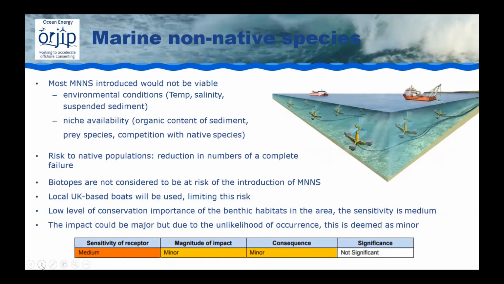So as we've already gone through, marine non-native species is something that is a risk in any project like this, where there are going to be hard structures brought in from sites outside of the local area, and also vessels that are brought in from sites outside of the area that may be carrying non-native species on the structures themselves or as part of ballast water. It's noted here that in general, most marine non-native species that would be introduced to a new area would not be viable due to the environmental conditions or the niche availability.